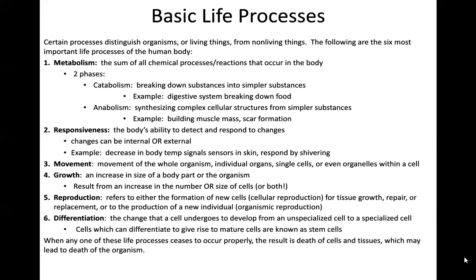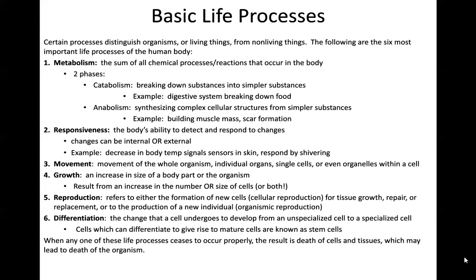Okay. Reproduction refers to either the formation of new cells, which happens much more rapidly, cellular reproduction, mitosis, that allows for tissue growth, repair, or replacement, or what happens much less frequently, production of an entire new offspring, a new individual, making a baby. That's what I'm talking about here. We call that organismic reproduction.